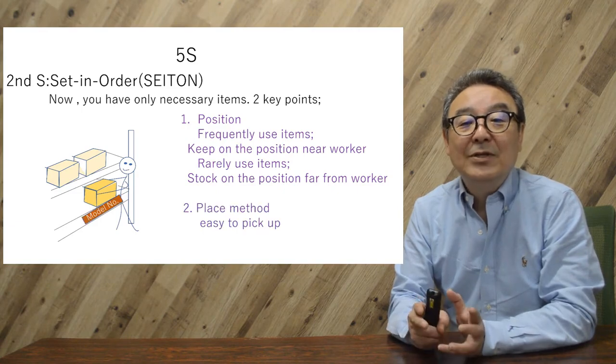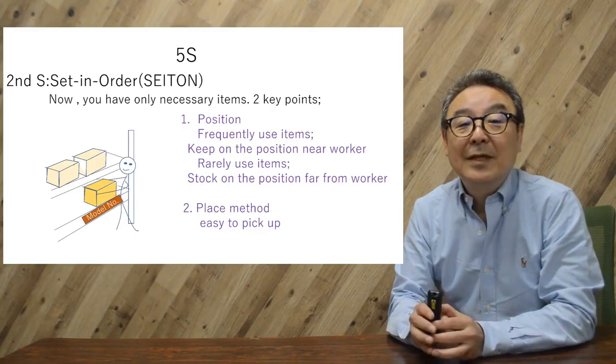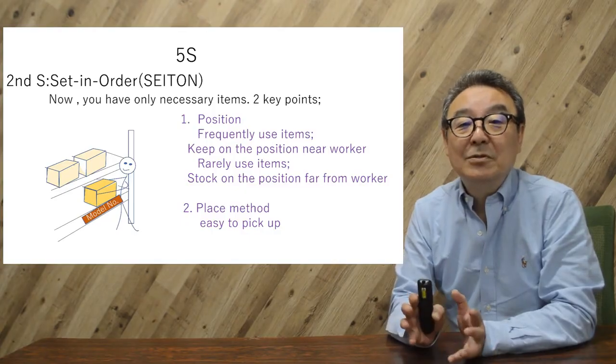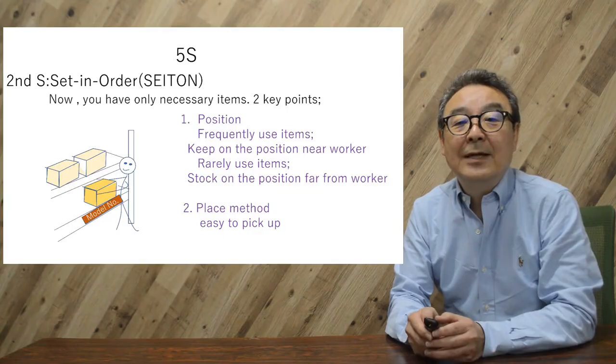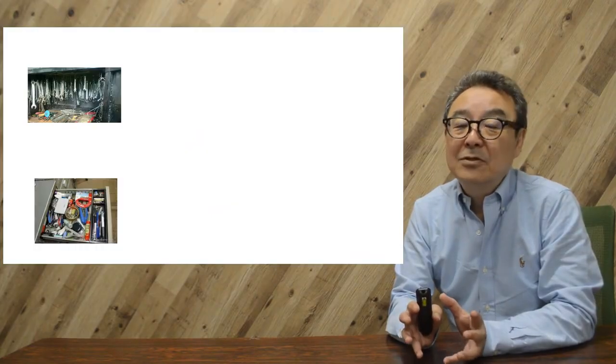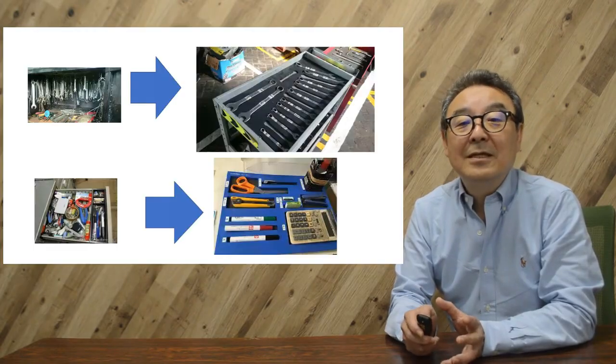And the second key point is place method. The key point is easy to pick up. This kind of labeling is one of the tools to make it easy to pick up. I'll show an example again. Above is a toolbox, and below is a drawer and desk. After sort and set in order, they are changed like this.